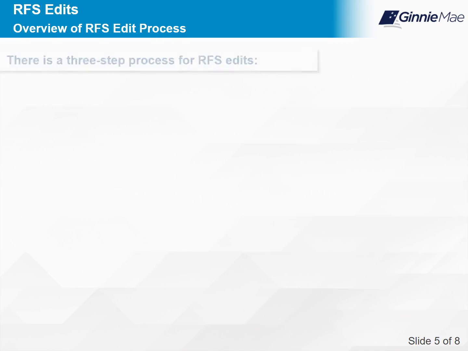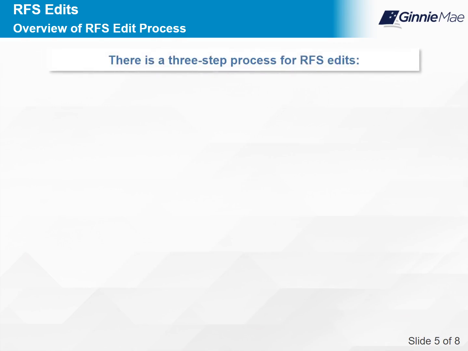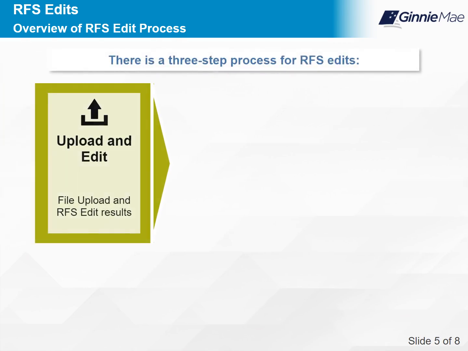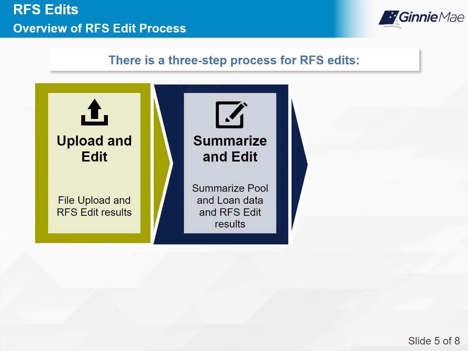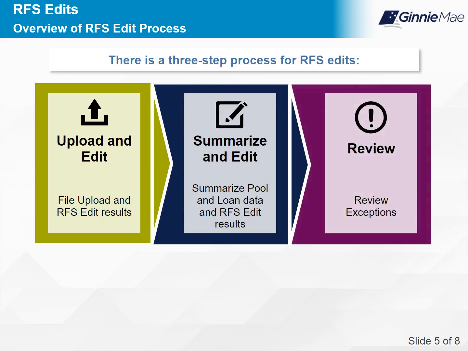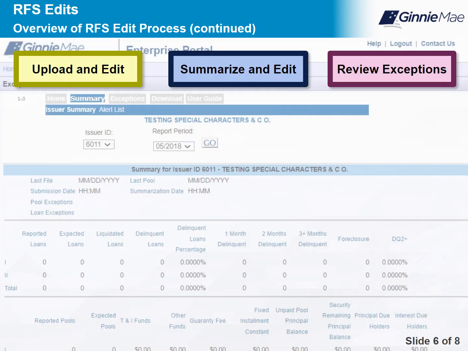There is a three-step process for RFS edits. Step 1 is file upload and RFS edit results. Step 2 is summarize pool and loan data and RFS edit results. Step 3 is review exceptions. Select Next to continue. Let's examine the three-step process more closely.